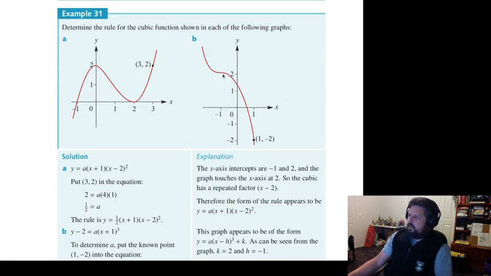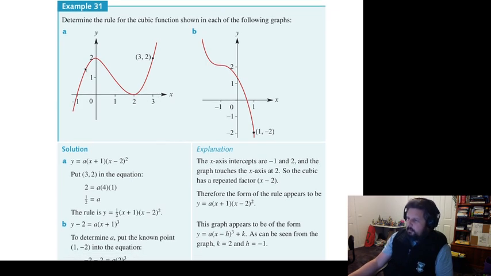Worked example number 31. It says here, determine the rule for the cubic function shown in each of the following graphs. Alrighty, so this one's working a bit differently. We need to consider the information that we're being given. So with graph A here, we know that these are the intercepts, yeah? So it's got an x-intercept at -1. So consider when you've got a cubic, one of the factors is going to be x plus 1. Yep. So you know this bit is going to be where it cuts the axis.